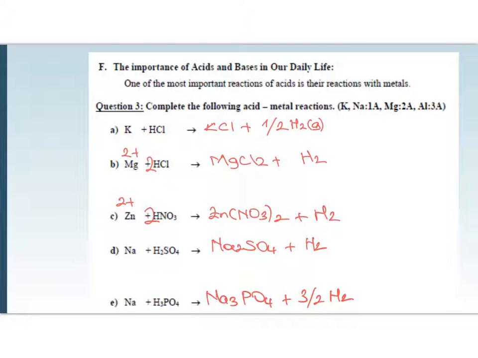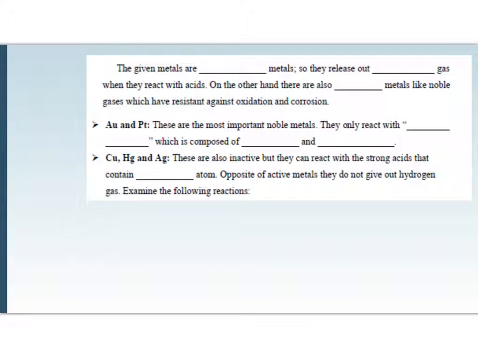So we have forgotten to balance this D and E. You have to put 2 in front of sodium and you have to put 3 in front of this sodium. The given metals are active metals. So they release hydrogen gas when they react with the acids.